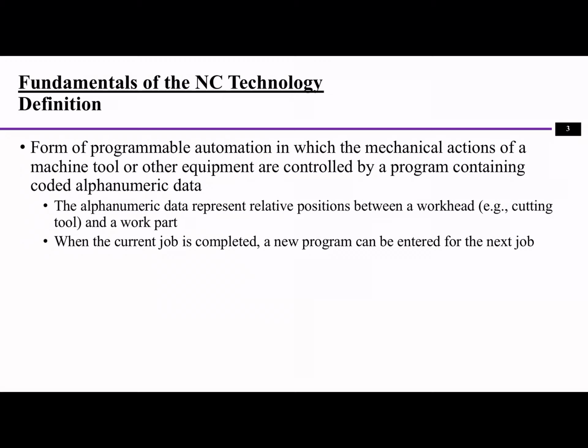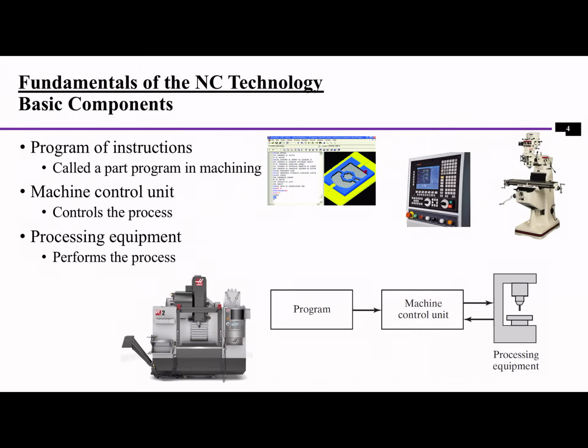First, computer numeral control is a programmable automation. Some of the mechanical actions will be triggered by computer programs or coded data. Basically, we just need to tell the machine where to move, how to move, from which position to what position, and do what, right? So basically this is how numeral control works.